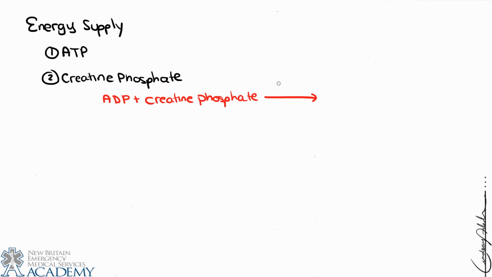So our second option is the use of something called creatine phosphate. Creatine phosphate is similar to ATP in the sense that its job is to store phosphate and be able to transfer the phosphate on really very short notice. I just want to describe the equation.